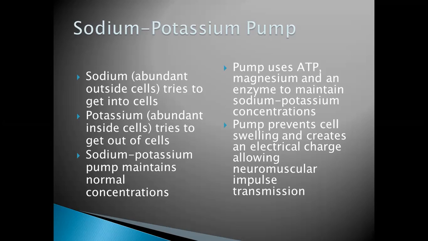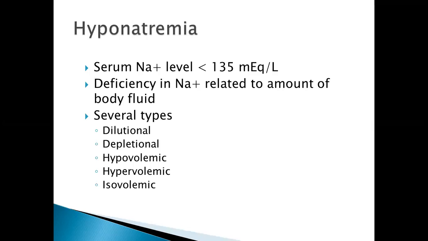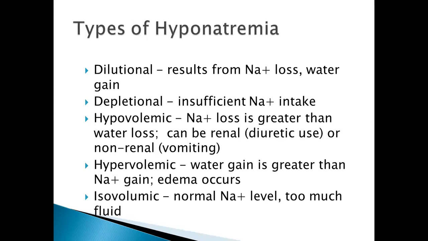Hyponatremia is serum sodium levels less than 135 milliequivalents per liter. It is a deficiency in sodium relative to the amount of the body fluids. Several types include dilutional, depletional, hypovolemic, hypervolemic, isovolemic. Dilutional is when there is sodium loss but water gain. Depletional is when there is insufficient sodium intake. Hypovolemic is when the sodium loss is greater than the water loss.